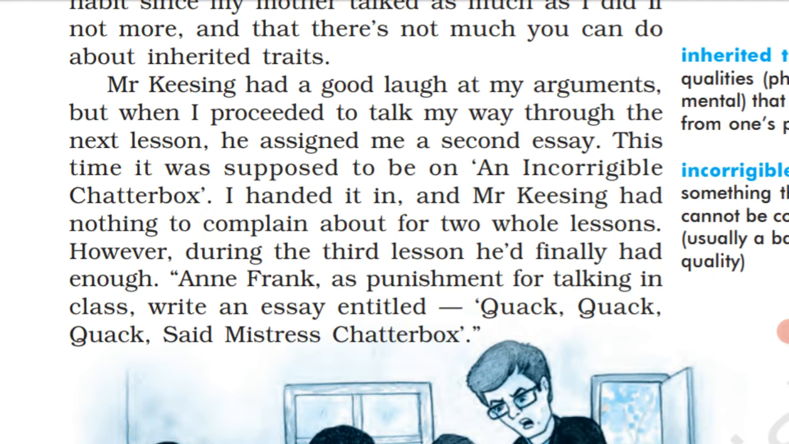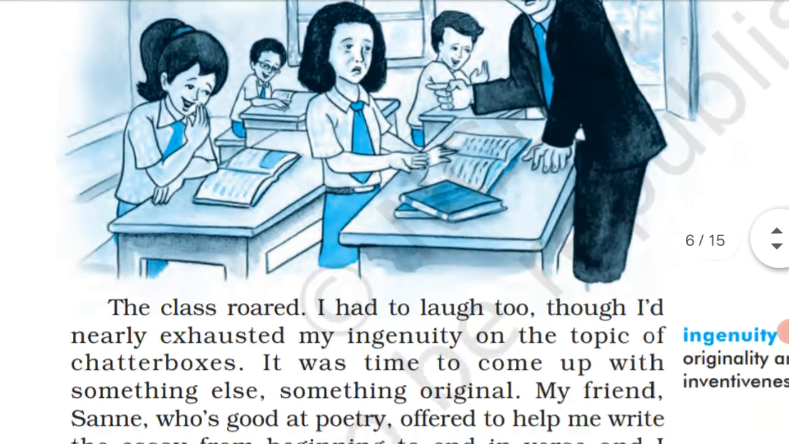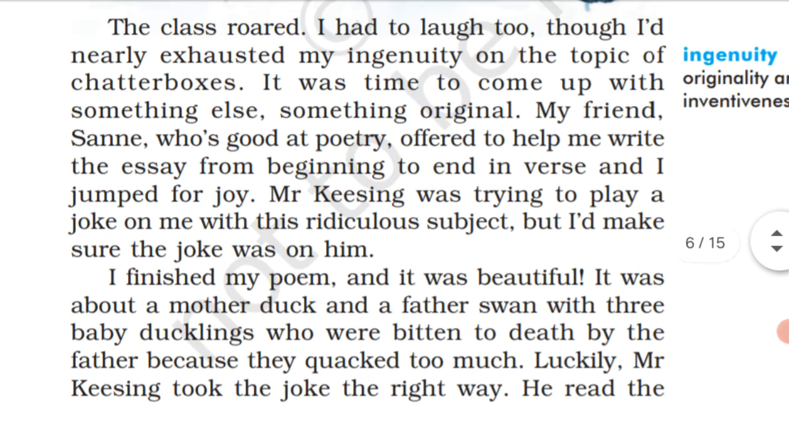Mr. Keesing had a good laugh at my arguments, but when I proceeded to talk my way through the next lesson, he assigned me a second essay. This time it was supposed to be on "An Incorrigible Chatterbox." I handed it in, and Mr. Keesing had nothing to complain about for two whole lessons. However, during the third lesson, he finally had enough. "Anne Frank, as a punishment for talking in class, write an essay entitled 'Quack, Quack, Quack, Said Mistress Chatterbox.'" The class roared.